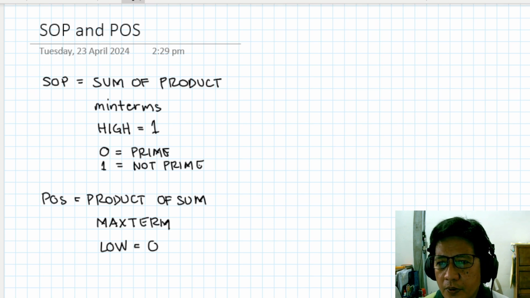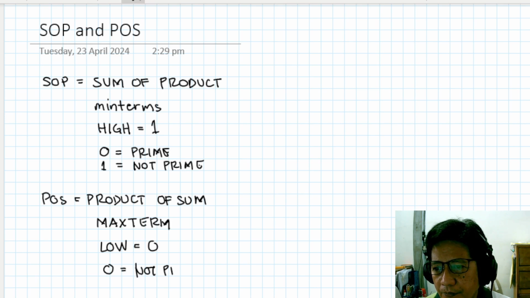If in SOP it is prime if the input is 0, in product of sum, if the input is set to 0, these are the not prime. And those that are set to 1 are the ones to be called prime.